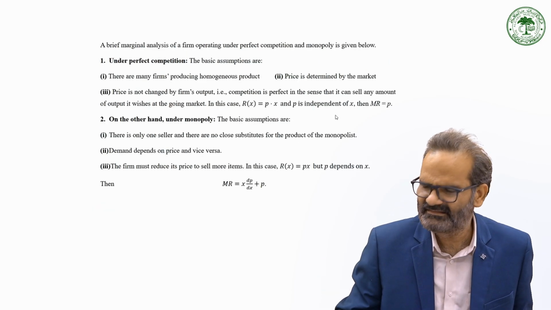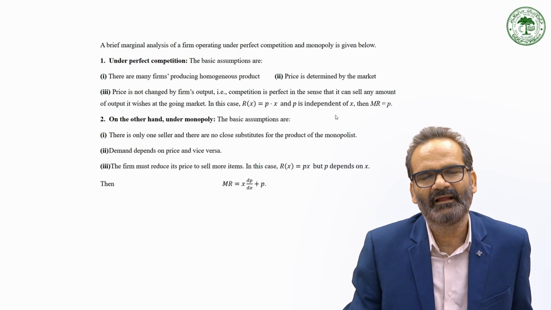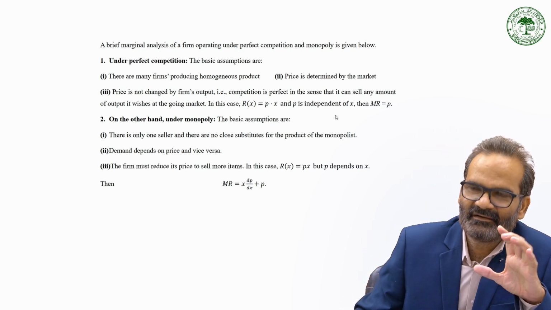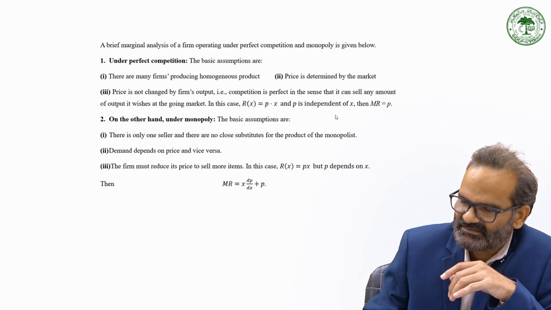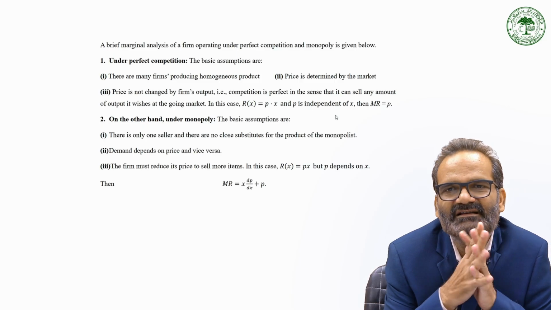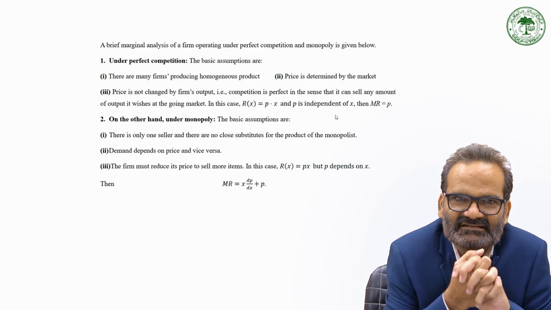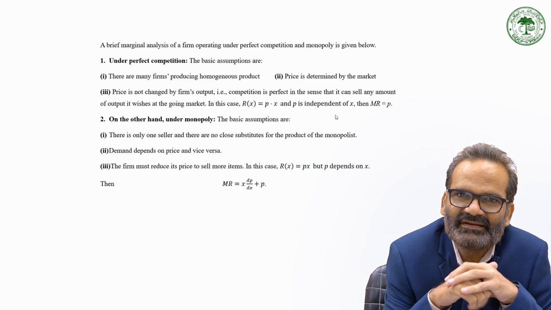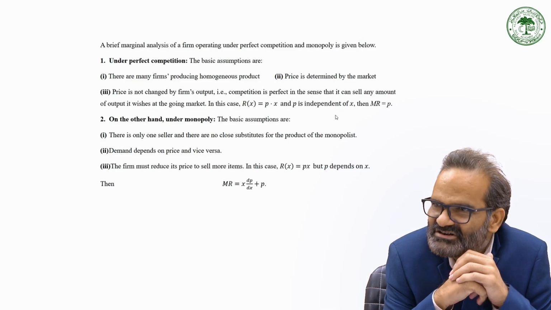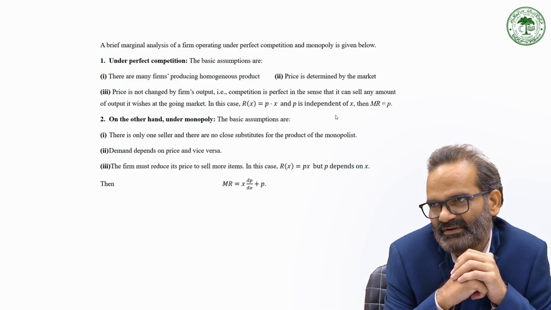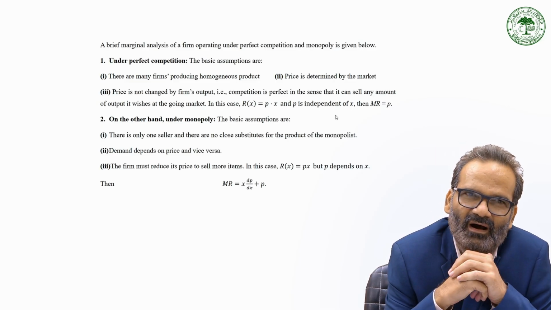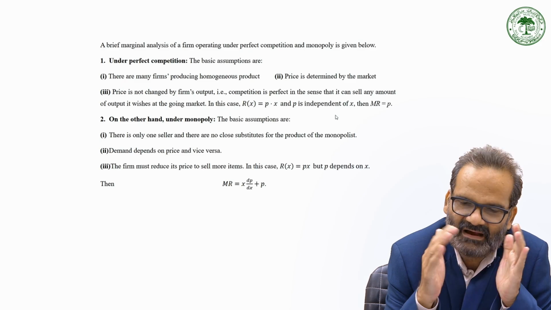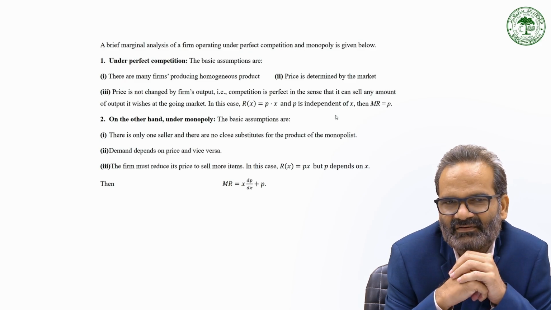Before proceeding to some examples, we can determine the revenue under two basic conditions. Actually, what is the meaning of two basic conditions? A brief marginal analysis of a firm operating under perfect competition as well as under monopoly. I think you are all familiar with these two terms. Under perfect competition, take the first case.